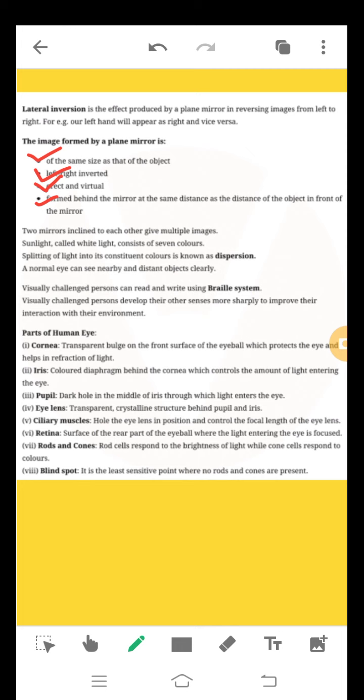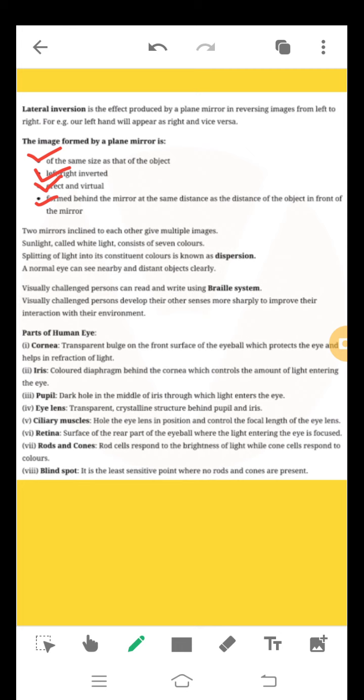A normal eye can see nearby and distant objects clearly. This is due to adjustment by the lens which is present in the eye, and this is known as accommodation of the eye.